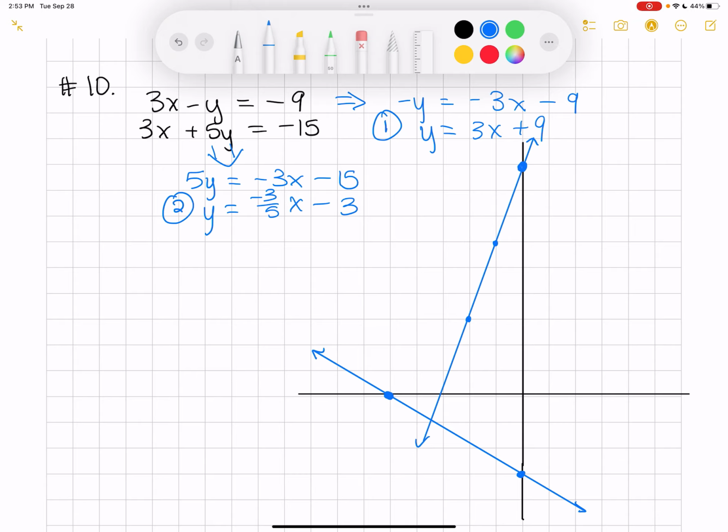Alright, so how many solutions does this one have? How many solutions are here? 1. Wait. Yeah, 1. Why? Because they intersect. But they're not the same line. They intersect at one point, but they are not the same line, so it is one solution.